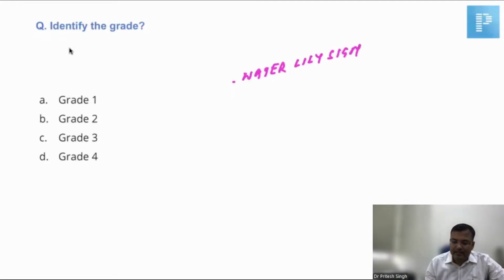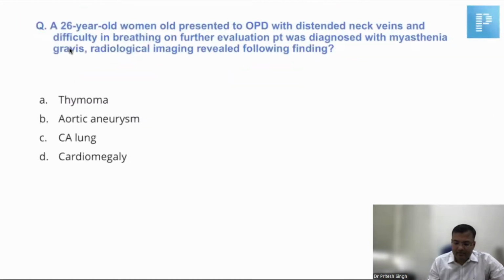Okay, Gharbi stage. So obviously water lily sign is the Gharbi stage 2. Water lily sign, that is Gharbi stage 2. Clear? So water lily sign is the Gharbi stage 2. Okay. Next. Let's see.